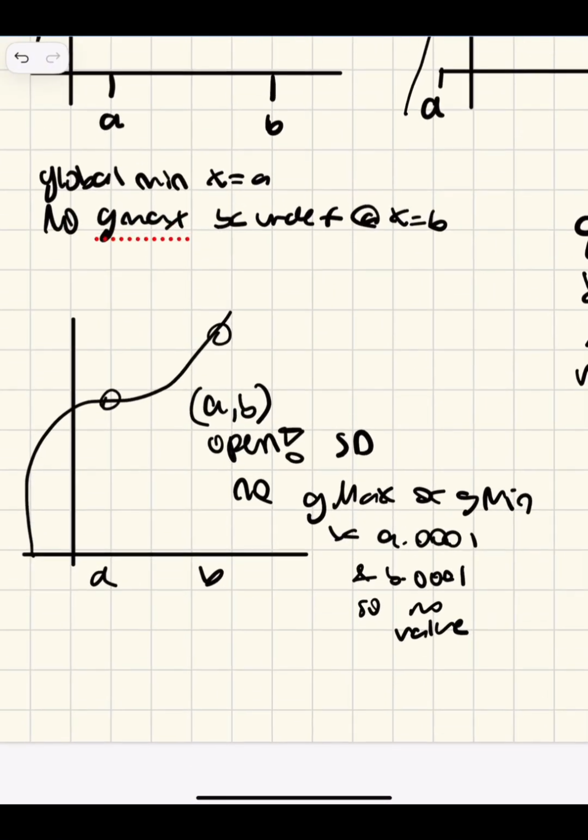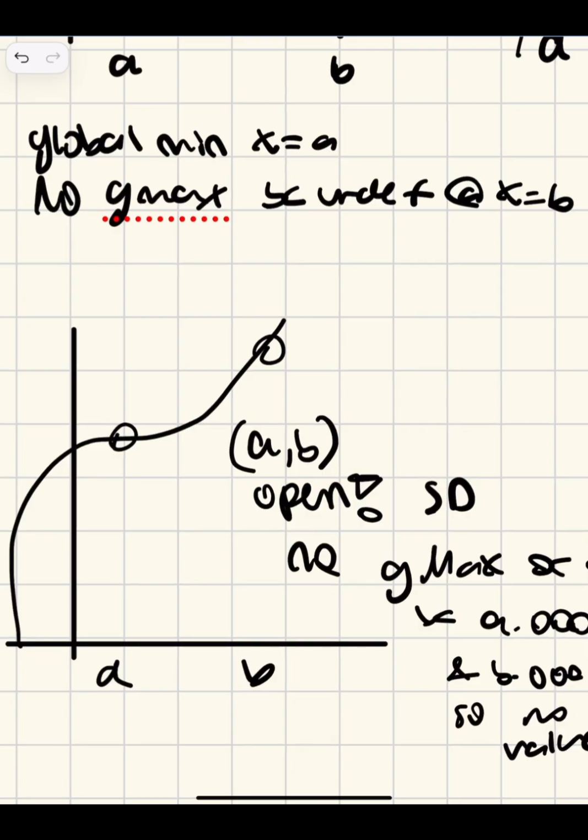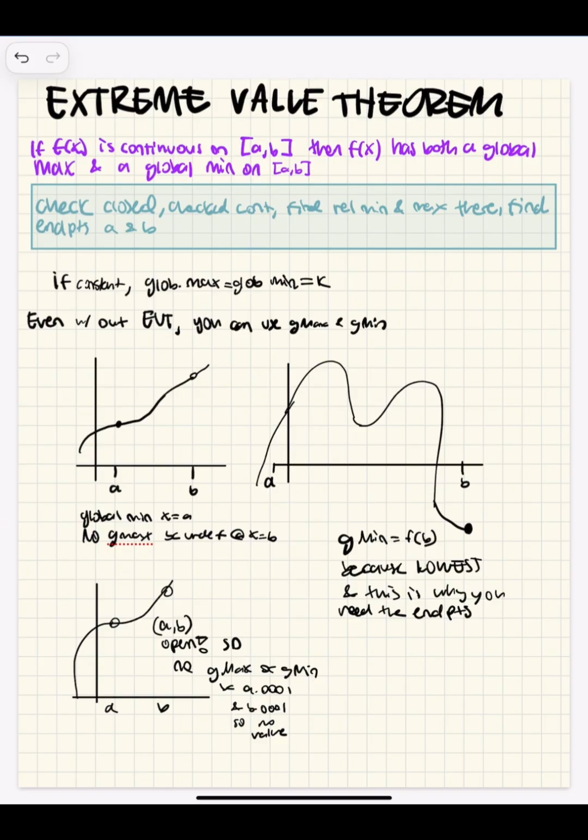And then here's an example where a and b are both open. There's no global max or global min because it would read like a plus 0.001 and b minus 0.001, but of course, those are limit things, which we're going to talk about later. But here you would say that there's no global maximum and no global minimum because neither of the endpoints are defined. And it's not that you can't use the EVT.